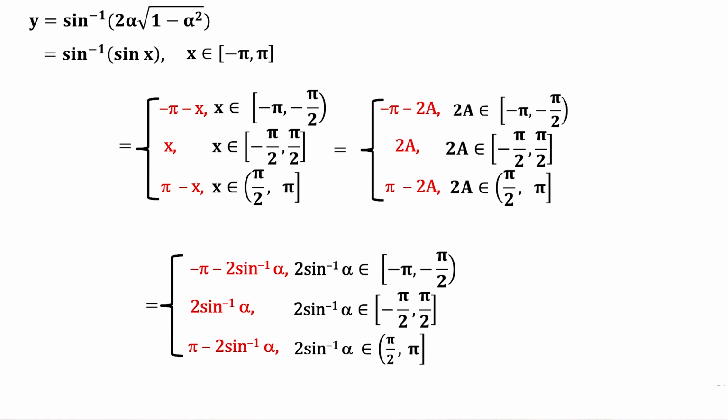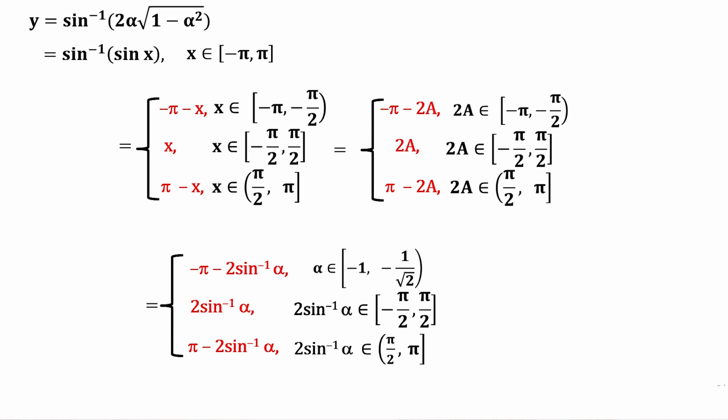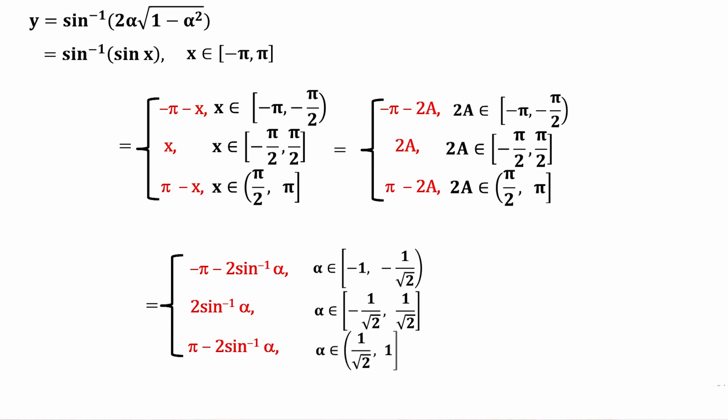Now 2 sine inverse alpha belongs to minus pi to minus pi by 2. So sine inverse alpha belongs to minus pi by 2 to minus pi by 4. So alpha belongs to minus 1 to minus 1 upon root 2. Similarly, we can calculate the values of alpha for the second branch. We get alpha belongs to minus 1 upon root 2 to 1 upon root 2. And for the third branch, alpha belongs to 1 upon root 2 to 1. So we have related sine inverse 2 alpha square root of 1 minus alpha square and 2 sine inverse alpha for these 3 different regions or branches.